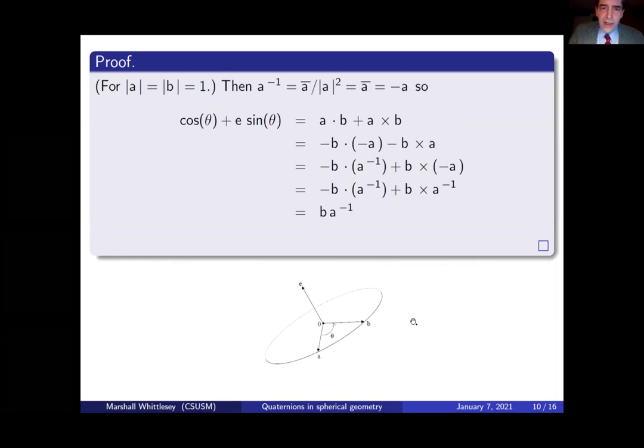The proof of this is quite simple. I'm not going to run through all the details, but when you look at cosine theta plus sine theta E, the cosine theta is associated with the dot product of A and B, and I'm going to assume they're both of unit length, so it is the dot product. And then E sine theta is the cross product. So cos theta plus E sine theta is A dot B plus A cross B. Then if you fiddle around a little bit with signs, this becomes minus B times minus A, and you switch the A cross B to B cross A. Then use the fact that the negative of a pure quaternion is its inverse. Then you get that this is just minus B dot A inverse plus B cross A inverse, and that's the quaternion product, BA inverse.